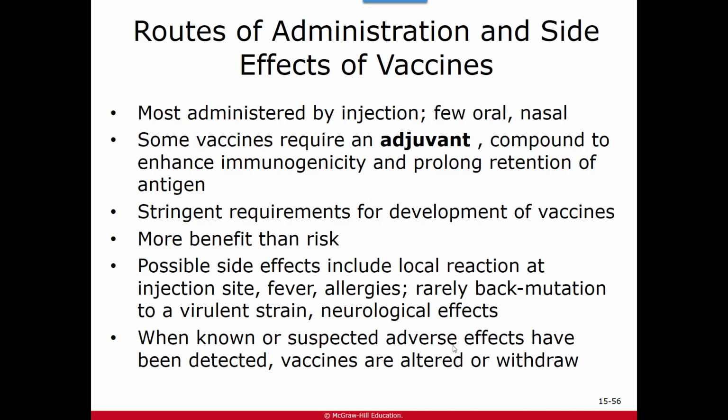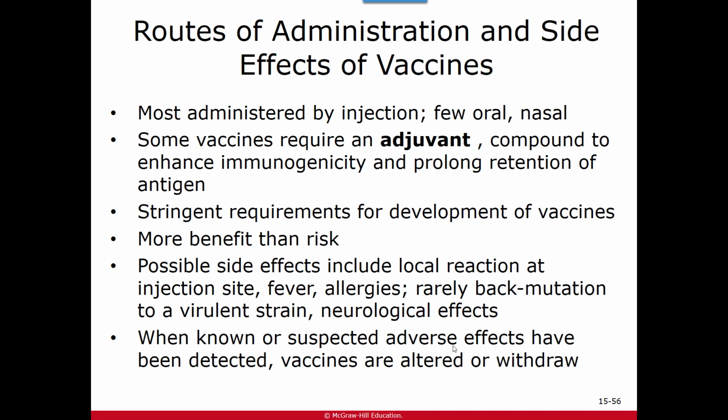It's really rare that something can mutate back to a virulent strain, but that's only with the attenuated vaccines. Or there might be some type of neurological response. Rare, but there can be possible side effects. So when known, if we know there's some type of side effect, vaccines are altered or withdrawn. So they're not given until we can figure out a way to make it so those side effects are lessened or gone, if possible.